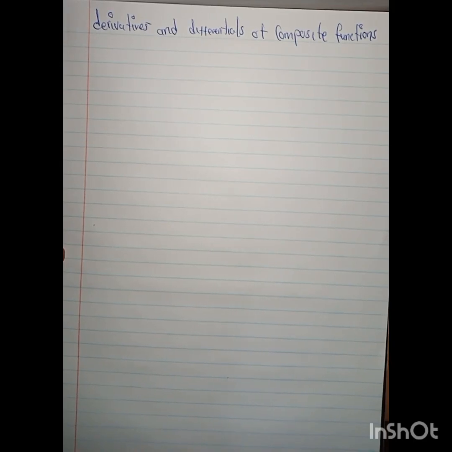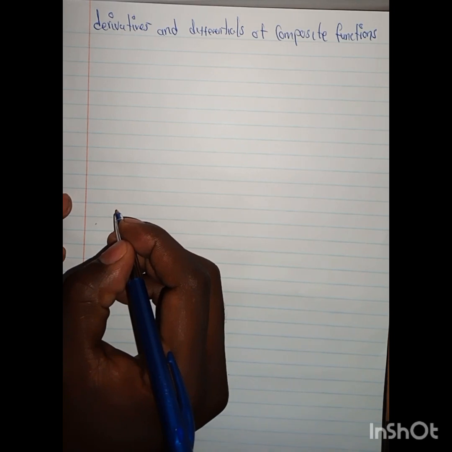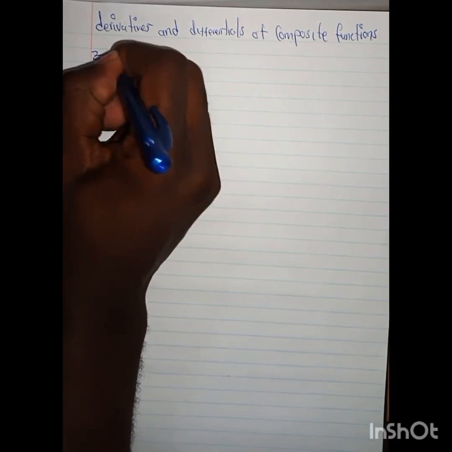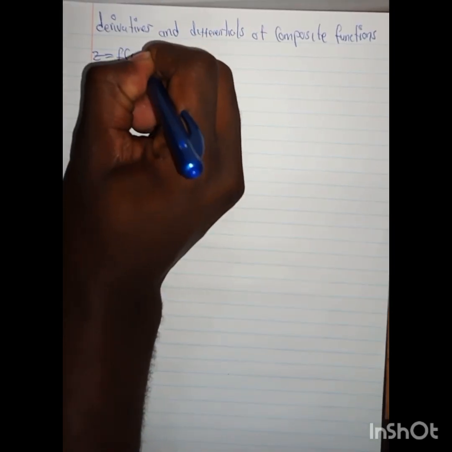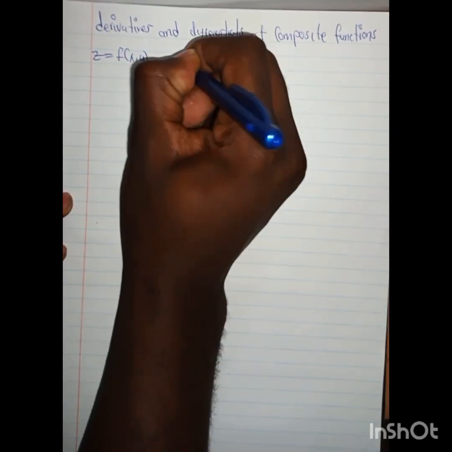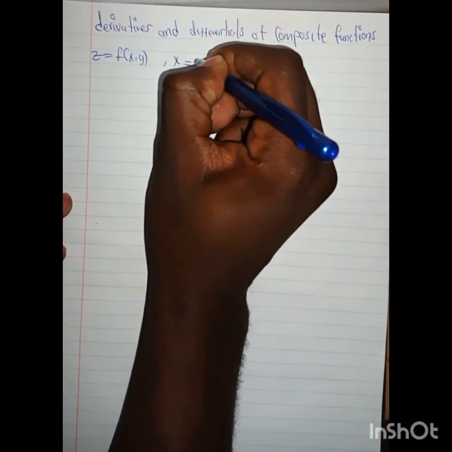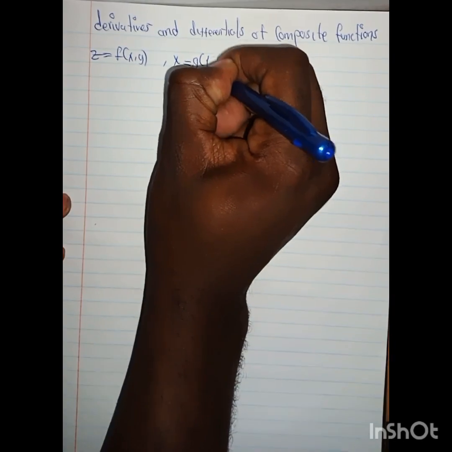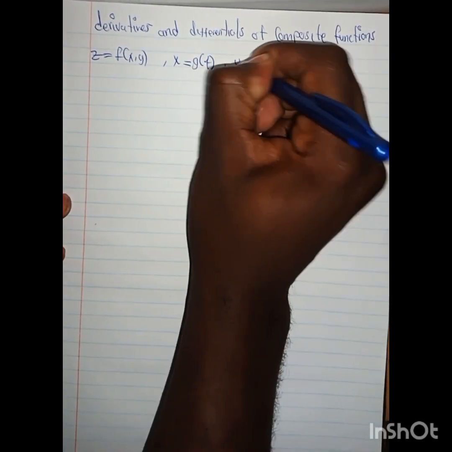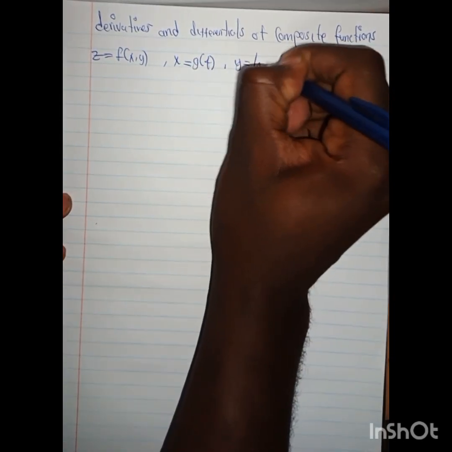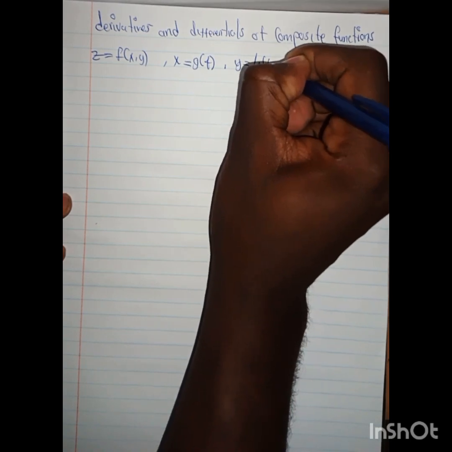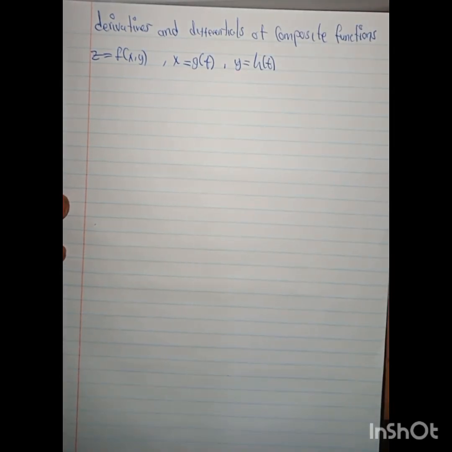In this video, we are going to consider derivatives and differentials of composite functions. Let me say now we have the following function z given by f of x, y, where x is the subfunction, let me call it g, which depends on t, and y is also a subfunction, let me call it h. It depends also on t.